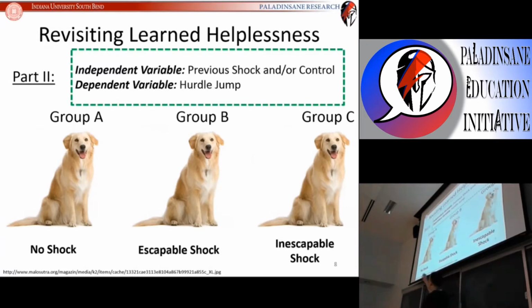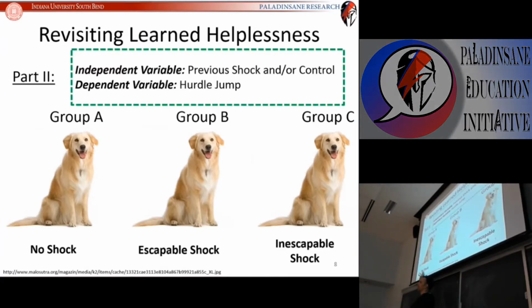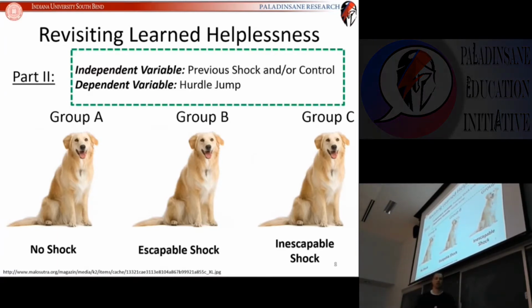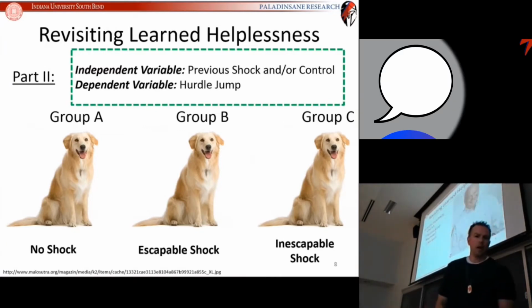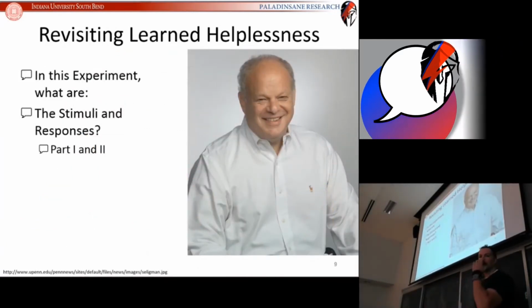So these dogs over here could have just said, I've never been shocked before and I won't take it, so I'm protesting this and I'm not going to jump. It was possible for them to do that, but it was independent of their behavior that they were placed in that no shock condition. All right, next up, what are the stimuli and the responses?